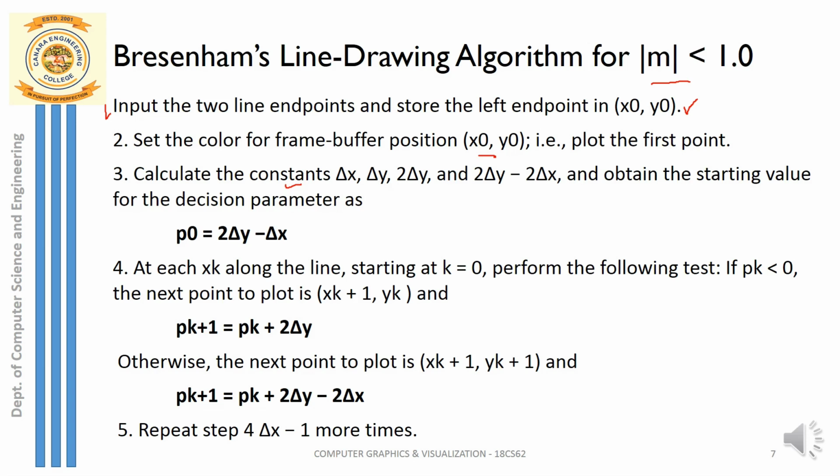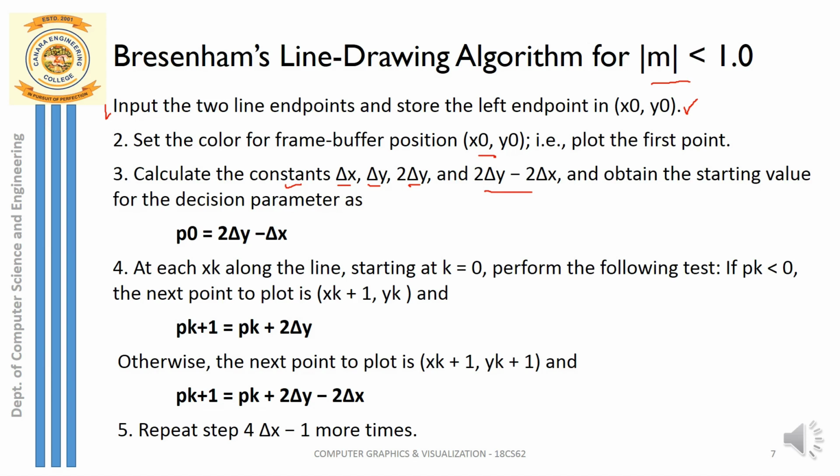As I already said, we have 2 cases that are to be checked. One is a line with slope less than 1, and one more is a line with slope greater than 1. So let's continue with the algorithm. Our third step is to calculate the constants. Anyway, we know our formula. In our formula we have delta x which has to be calculated, delta y which has to be calculated, then 2 delta y, and then 2 delta y minus 2 delta x which has to be calculated. So calculate all these constants and keep them ready.